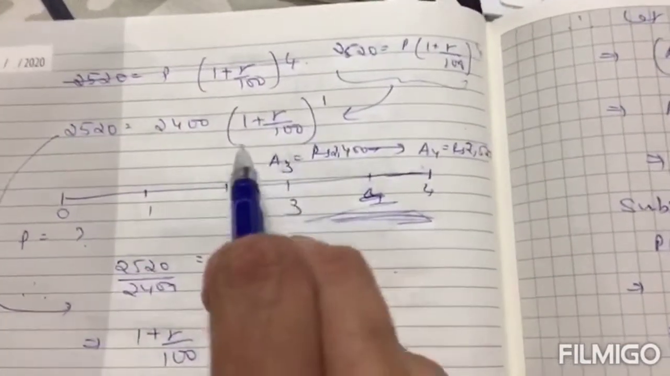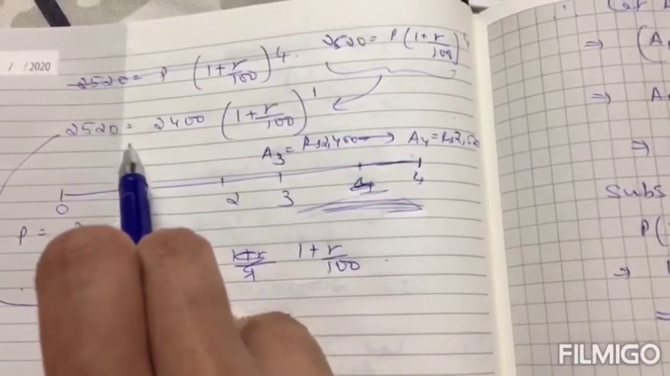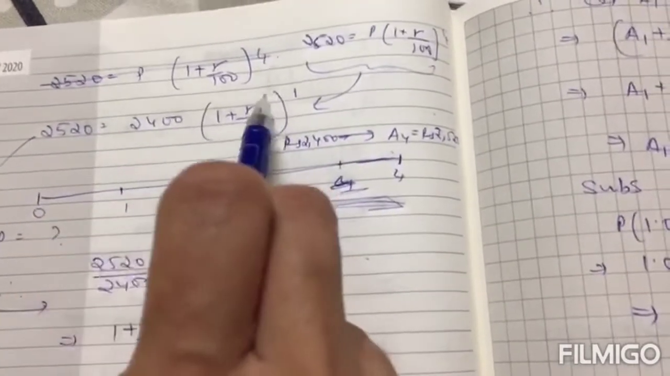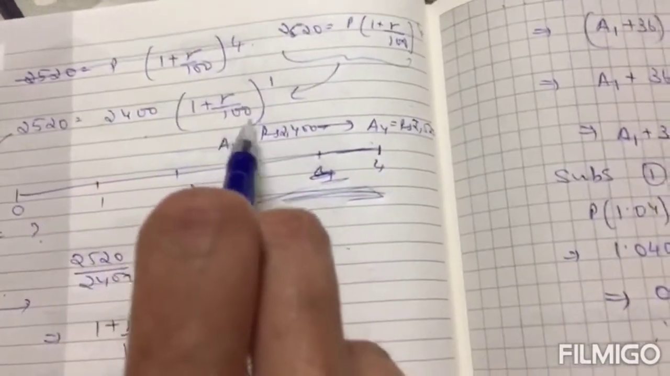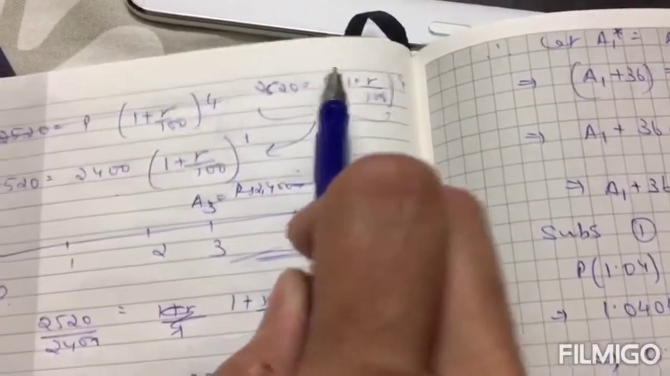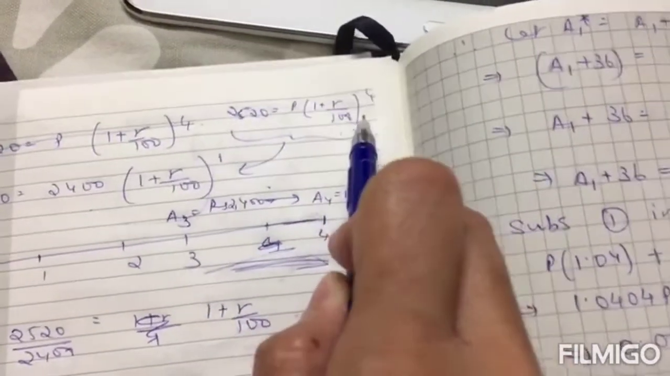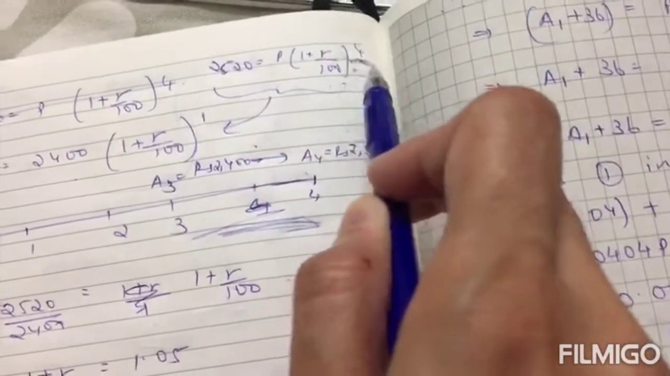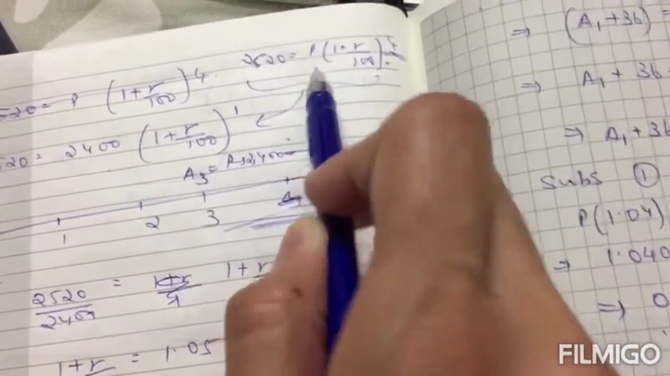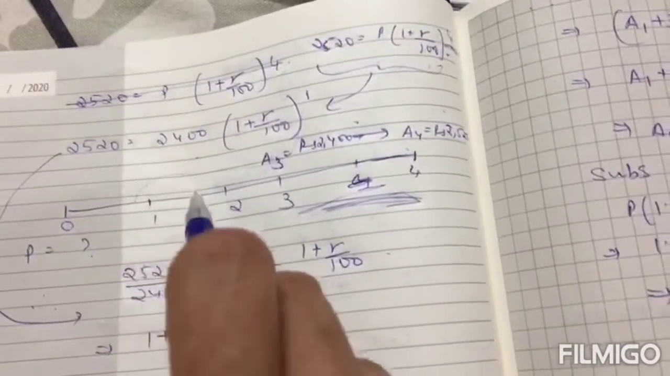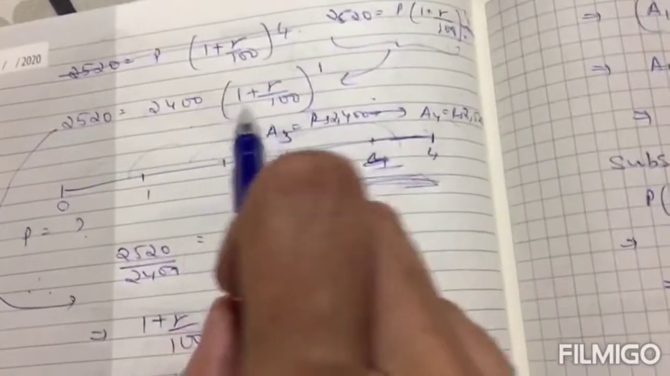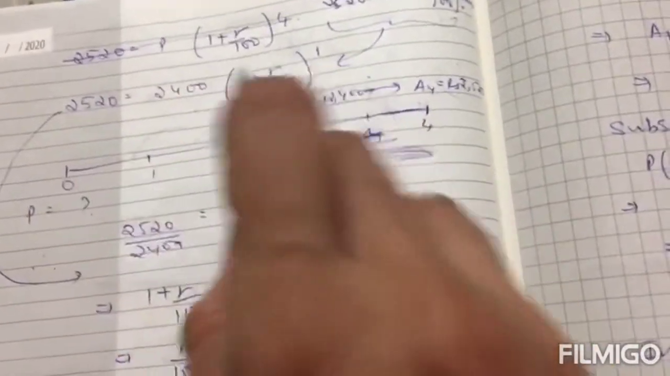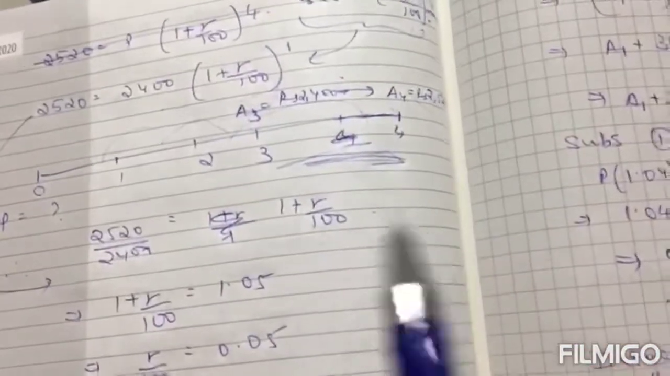All right. Now, 2,520 is the amount at the end of the 4th year. It can be written like this, which is equal to amount at the end of the 3rd year into 1 plus R, the whole thing raised to 1, or it can also be written as P into 1 plus R by 100, the whole thing raised to 4, because here we are starting with P. So P is invested for 4 years to get this amount. But in this problem, because it is easier to calculate the rate of interest like this, we are using this way. Okay, I want you to understand this.